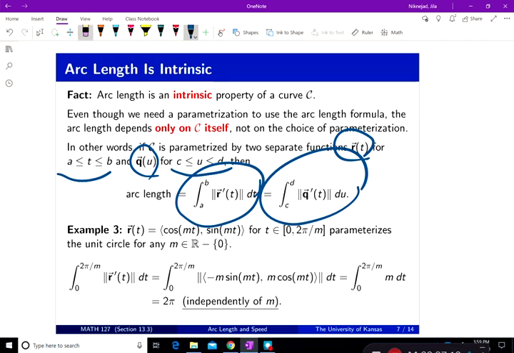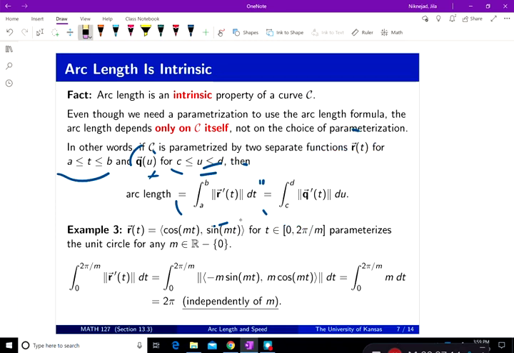Let's talk about the circle. We parameterize a circle with all sorts of things. One of the most comfortable is with sine and cosine. Let's say we're parameterizing the unit circle, and this time around we're parameterizing it with cosine of mt and sine of mt. So one full rotation for me is going to be 2 pi divided by m.